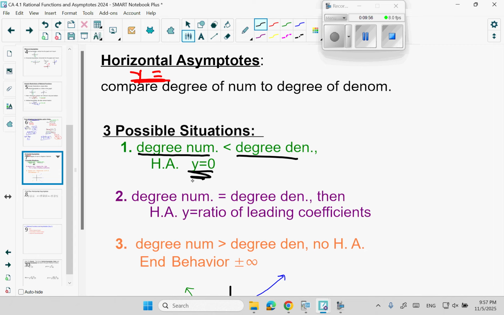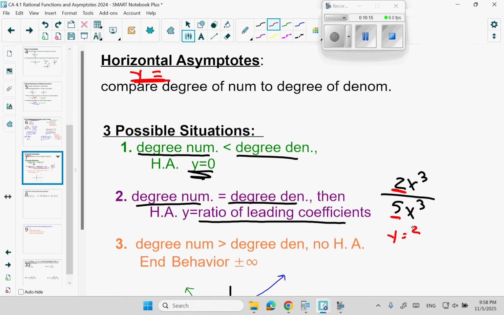Number 2, if they have the exact same degree, you find the ratio of leading coefficients, aka you divide the coefficients. So for example, if we have 2x cubed over 5x cubed, they have the same degree, so I would just do 2 divided by 5. So y equals 2/5.